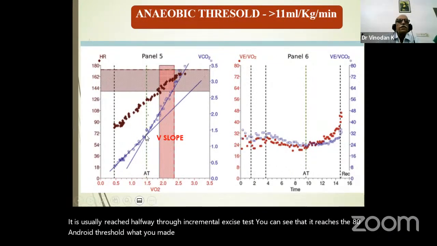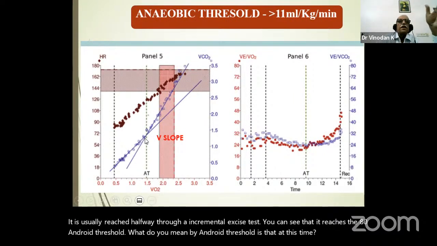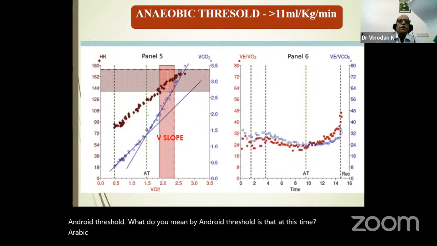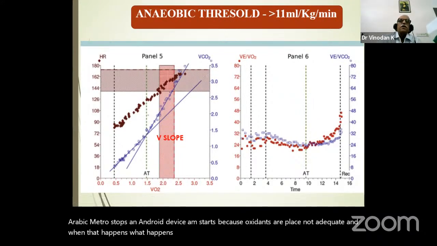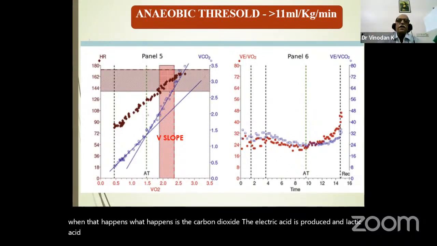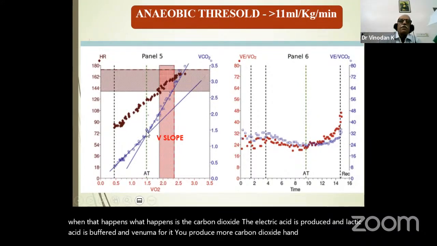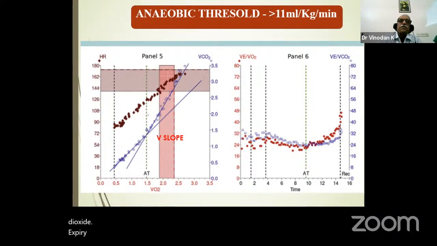What we mean by anaerobic threshold is that at this time, aerobic metabolism stops and anaerobic metabolism starts because oxygen supply is not adequate. When that happens, lactic acid is produced, and lactic acid is buffered, and when you buffer it, you produce more carbon dioxide. Because of that carbon dioxide, the expired carbon dioxide will increase. That is what is measured in this method, called the V slope.